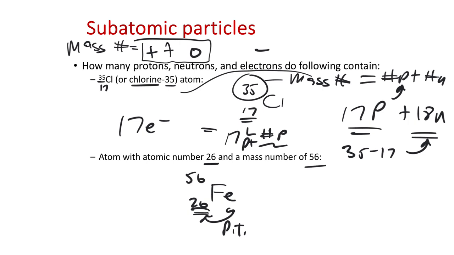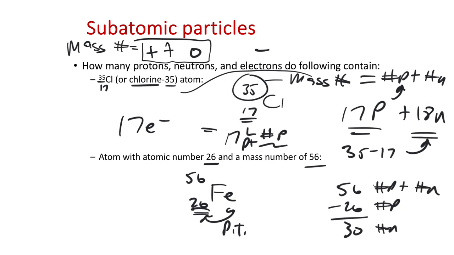And then we can take 56 minus 26. That gives us 30. 26 is our proton count, and then 30 is our neutron count. And 56, of course, is the sum of the protons plus the neutrons.